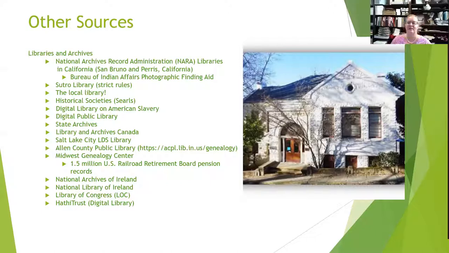Midwest Genealogy Center, one of their collections is the U.S. Railroad Retirement Board pension records. They've got 1.5 million records on that. And HathiTrust is, again, another source for digital books. It's a digital library. They're trying to get scans of books from all over the world accessible to everybody who wants to learn.